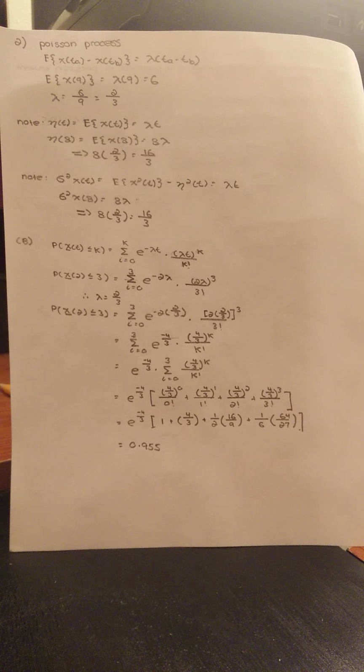For a Poisson process, the variance equals the expected value of X squared of t minus the mean squared of t, which equals lambda t. So the variance of X of 8 equals 8 times lambda, which again equals 16 over 3.